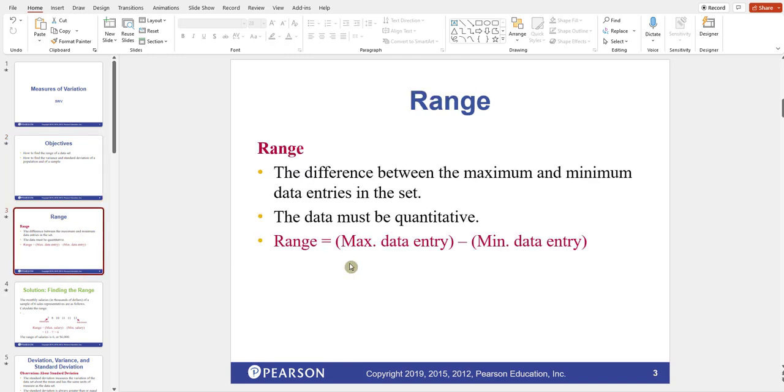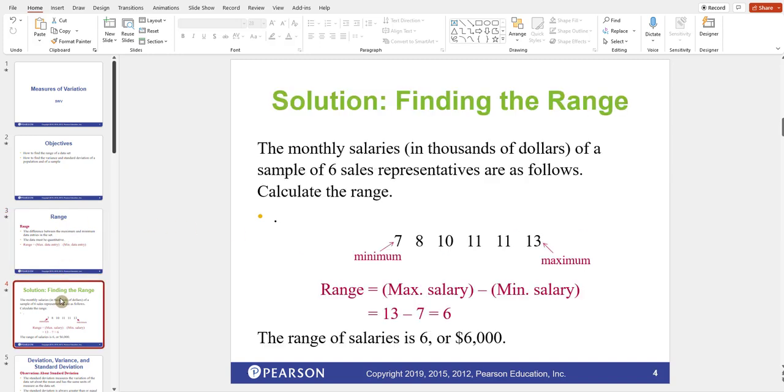So the range is the difference between the maximum and minimum data entries in a data set. And the data must be quantitative. So to calculate the range, you take the maximum data value and you subtract off the minimum value.